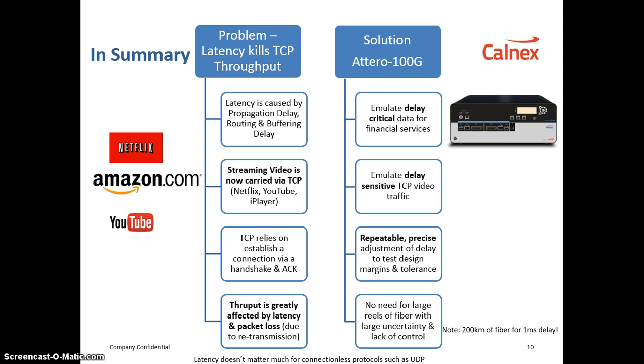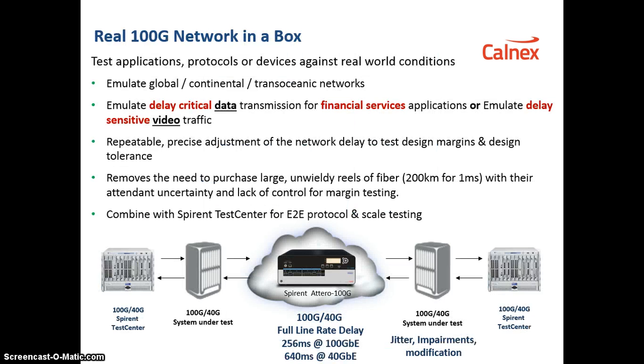So the solution is the Attero-100G. It emulates delay critical data for financial services, emulates delay sensitive TCP video traffic, and you've got repeatable precise adjustment of delay to test design margins and tolerance. And there's no need for large reels of fibre with large uncertainty and lack of control. So basically with the Attero-100G you have a real network in a box.